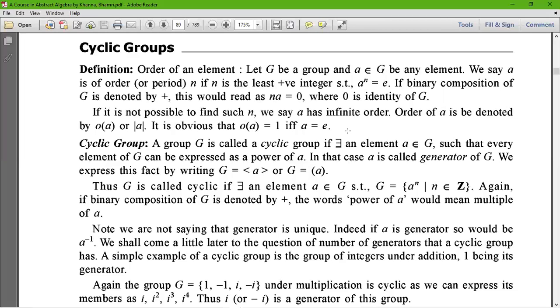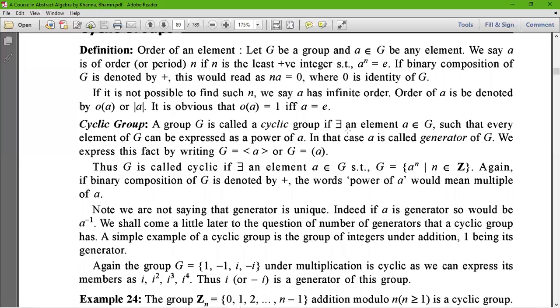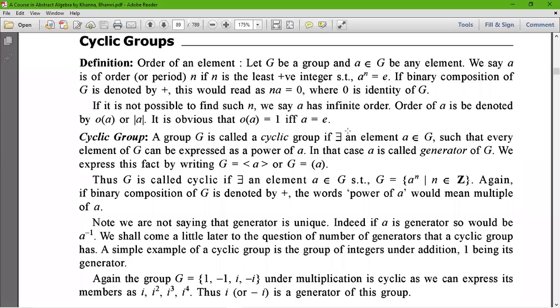Again, the group G equals {1, -1, i, -i} under multiplication is cyclic, as we can express its members as i squared, i cubed, i to the power 4, etc. Thus, i or -i is a generator of this group.